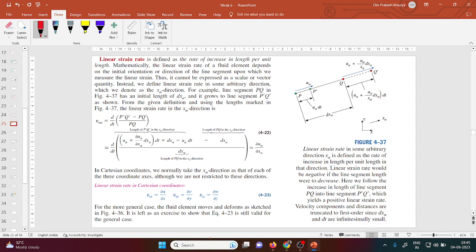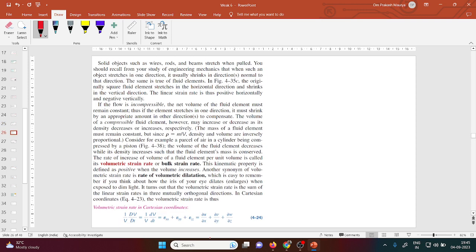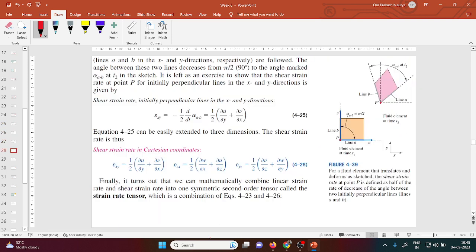And what is strain? As you know from your basic mechanics concepts, the normal strain is del u by del x, the change in velocity in the x direction along x, and similarly for the y and z directions. This is the x strain. And for strain rate, if you want to know the shear strain, it is like that.